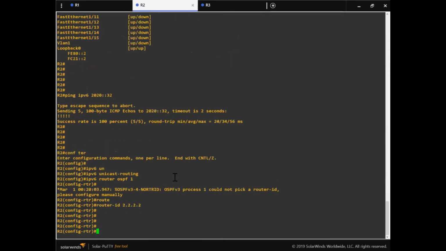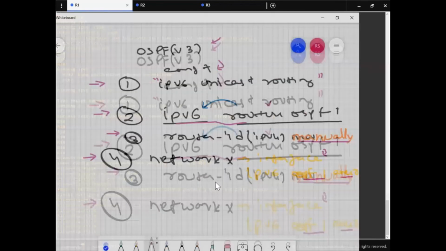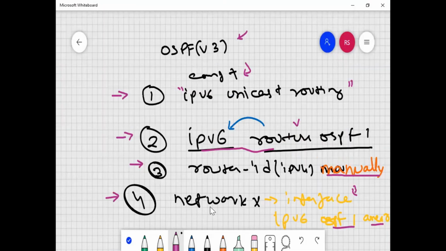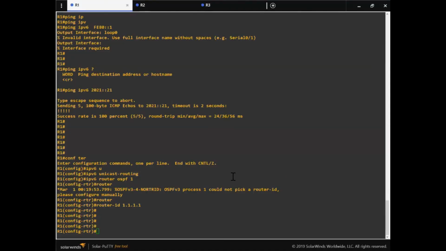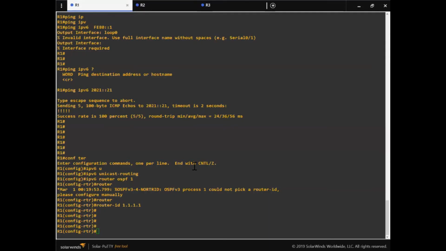So OSPF version 3 is also now enabled, but there is no network statement. You need to go to the interface. On the interface, you need to provide what the area is, and you need to enable each and every interface under the OSPF. Let me go to router 1. Router 1 is part of area 0. So on FA0/0 and on loopback, I need to provide area 0.